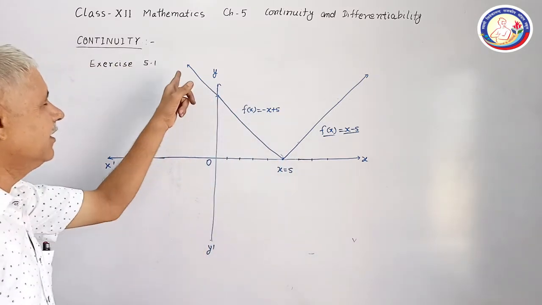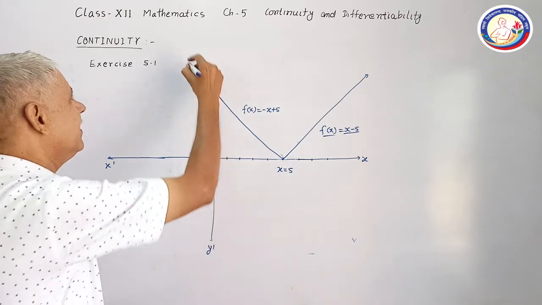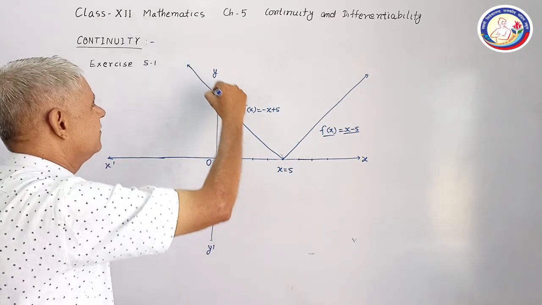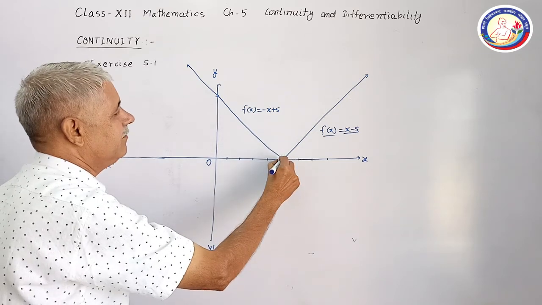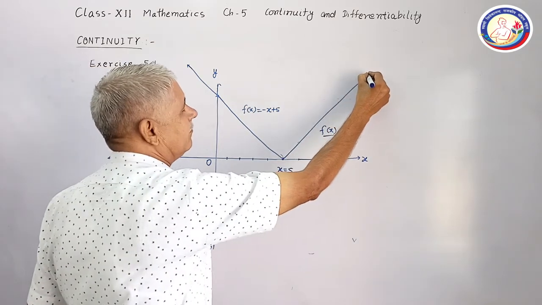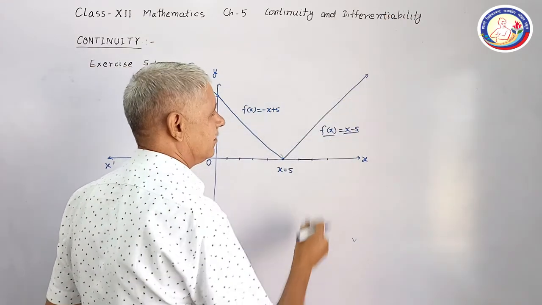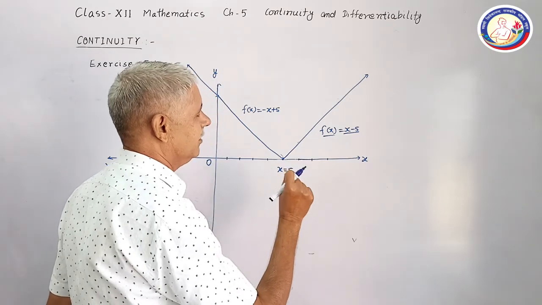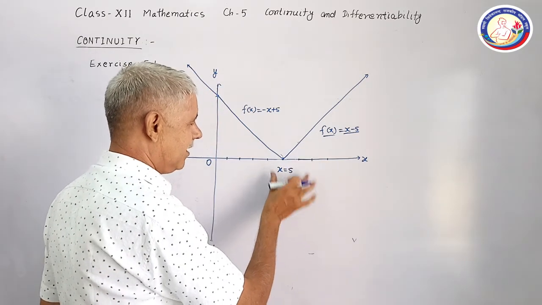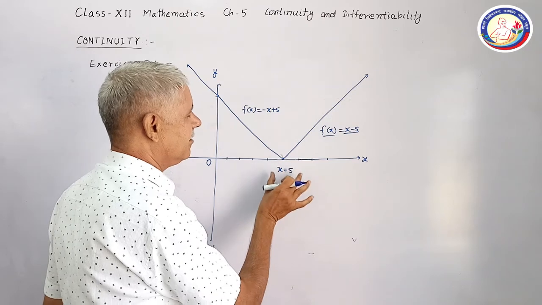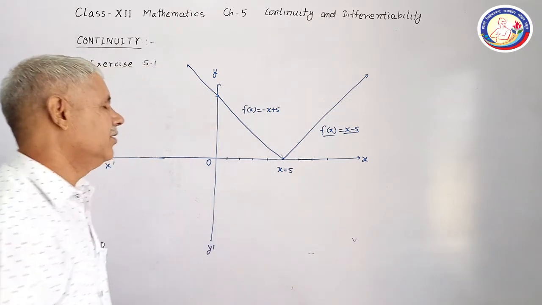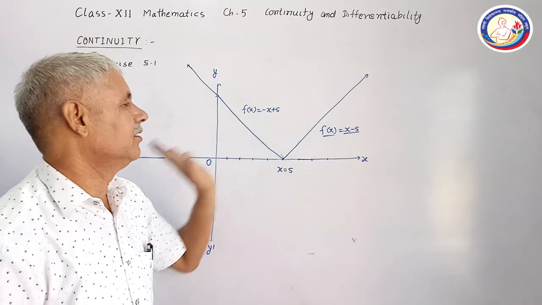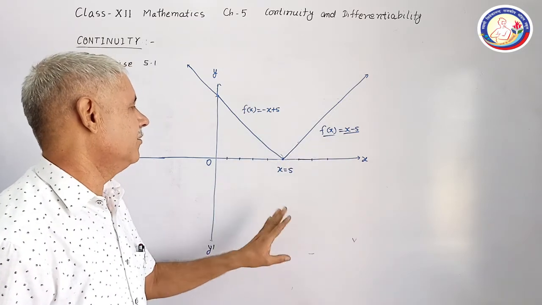We can see here, if we trace this line from the infinite side, we will reach 5, and then again we will go in this way. The graph is continuous here, the line is continuous here. So by our knowledge of graphical representation of continuity, we can say that this function is continuous at every point of its domain.